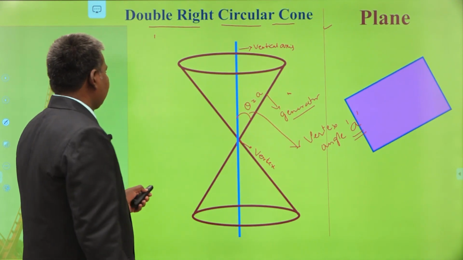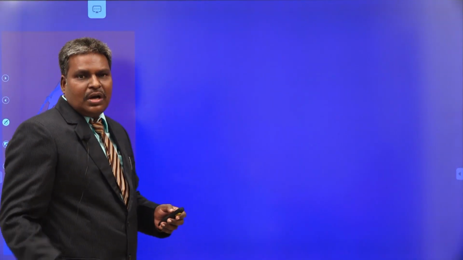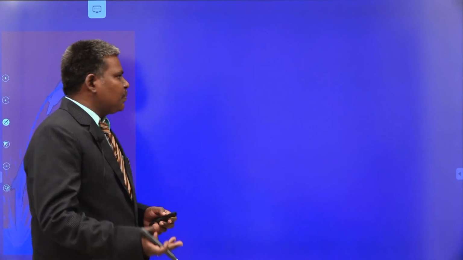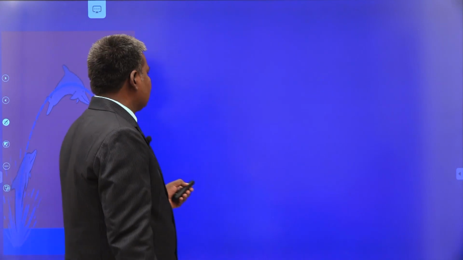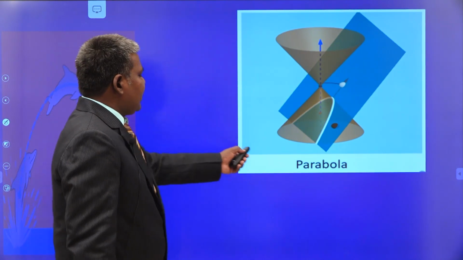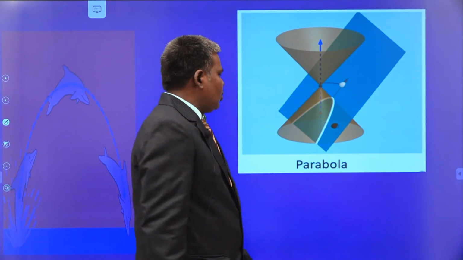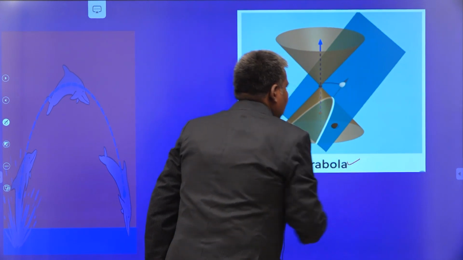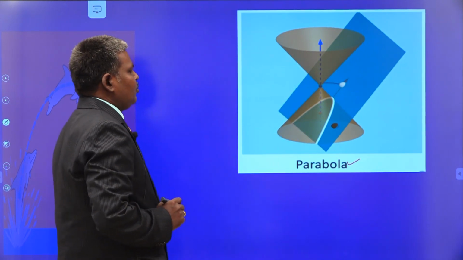Okay. Now, let us see what types of intersections there are, and how to obtain the conic sections in this session. This is the first intersection. We obtain a conic, which is a parabola. This is your parabola. How to obtain this parabola?